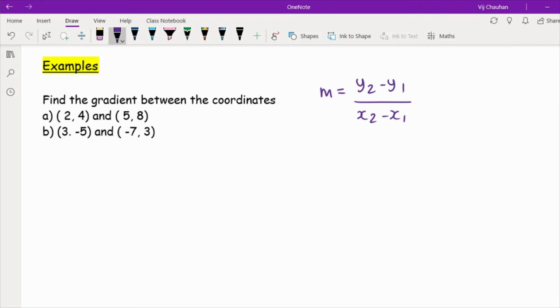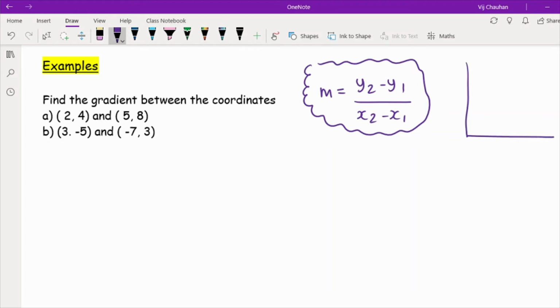So there is no need for you to draw a graph, although it's very good practice for you to have some form of idea as to where the coordinates are going to be placed. So for example, I've got the coordinates (2, 4) and (5, 8). Here they're all in the first quadrant. So (2, 4) is going to be 2 across, 4 up, about there, and 5 across, which is further to the right, and 8 up is going to be here. As you can see, I'm going to end up with a positive gradient.